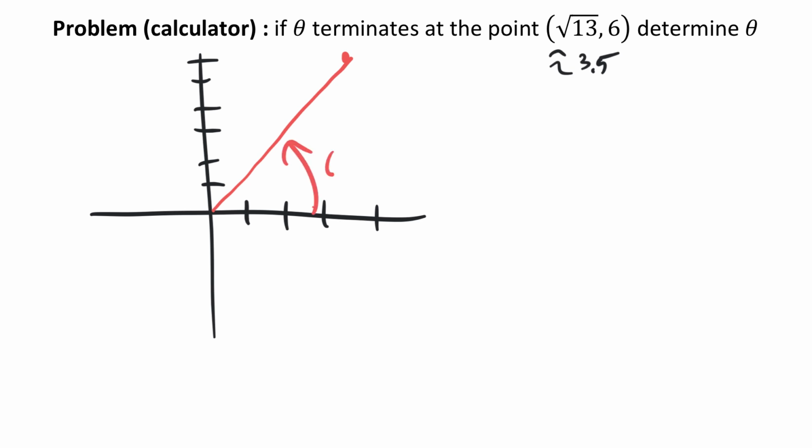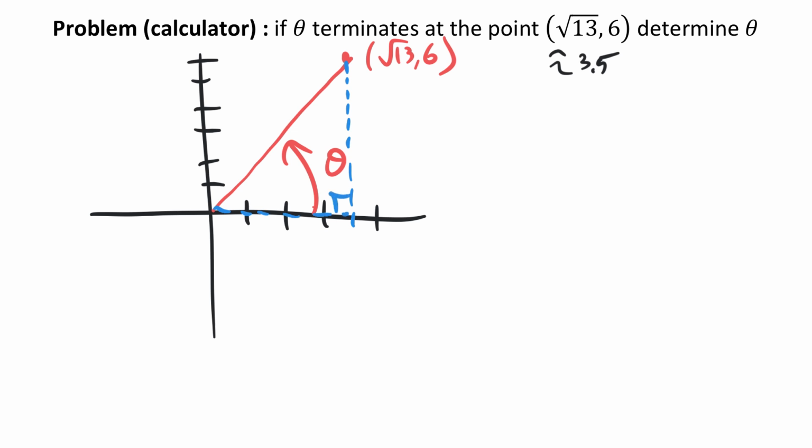And we're looking here for theta. How do we determine theta if this point is root 13 and 6? Well, we have a calculator, and so what we can do is we can actually draw ourselves a little triangle here. So there's a little right angle.